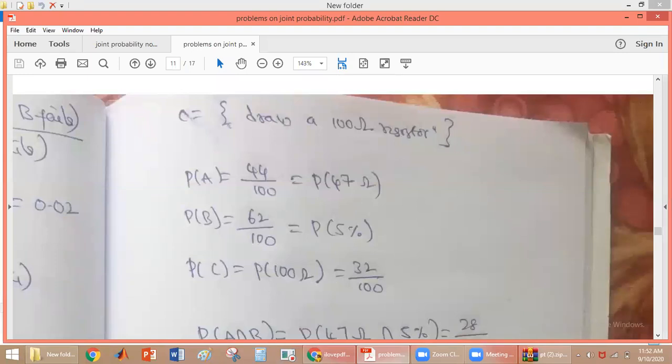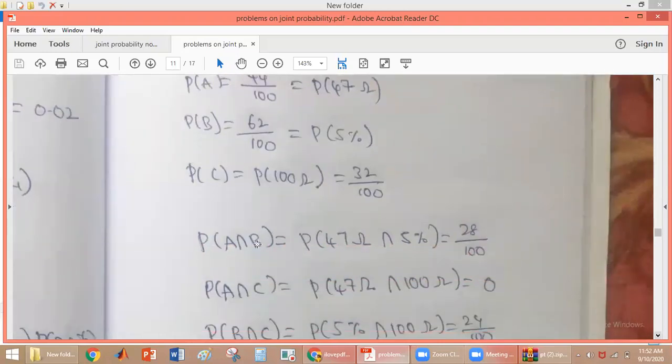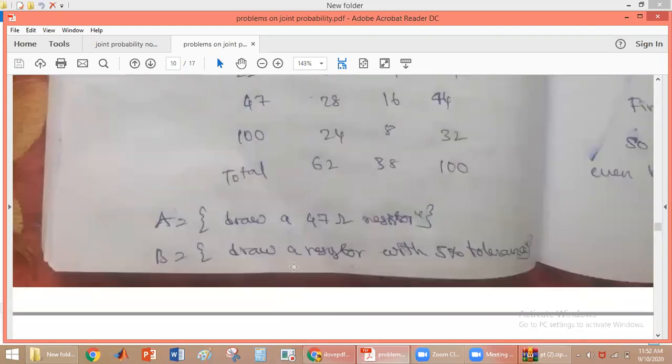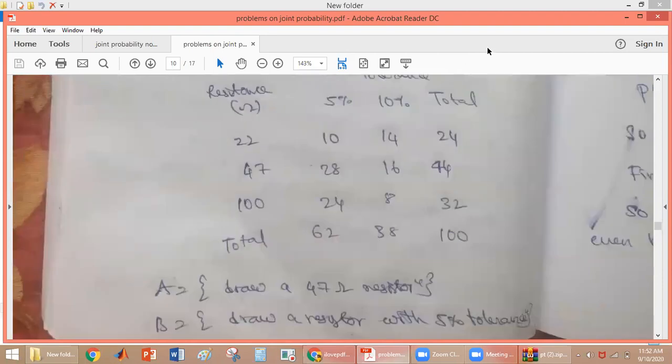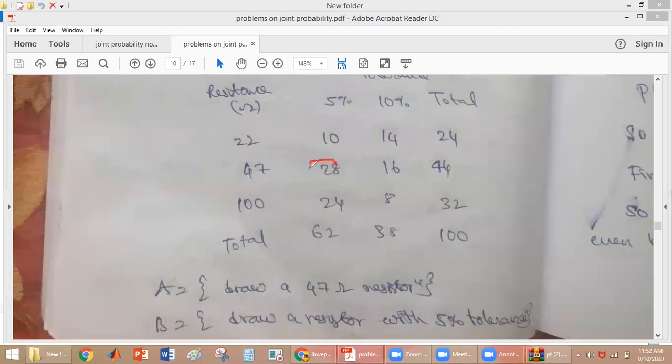Okay. Now we find out what is A intersection B. Okay, what is A intersection B? A resistor with 47 ohm and 5% tolerance. What is that probability? Can you tell me? It is 28 by 100. Okay, so A intersection B is 28 by 100.